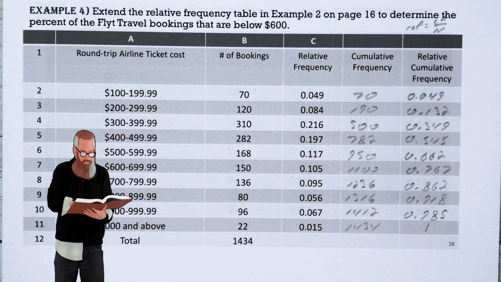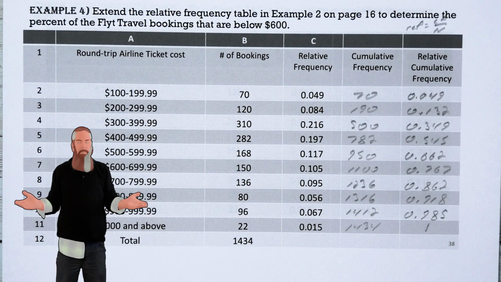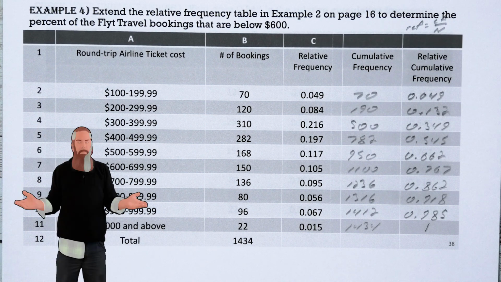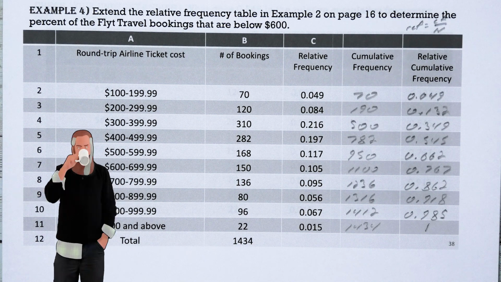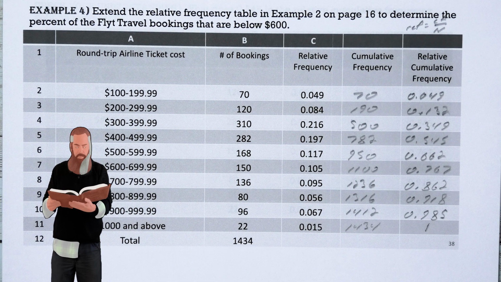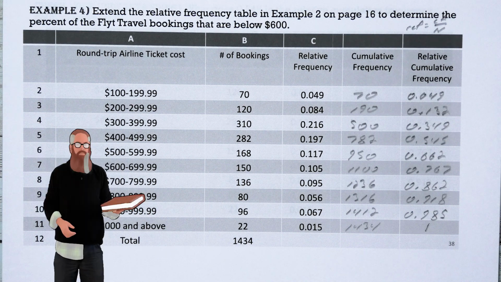Now look across the row labeled 500 to 599 to the relative cumulative frequency column. This number represents the proportion of bookings that cost less than $600, or at or below $599.99. The relative cumulative frequency is 0.662. This shows that 66.2% of the bookings cost less than $600.